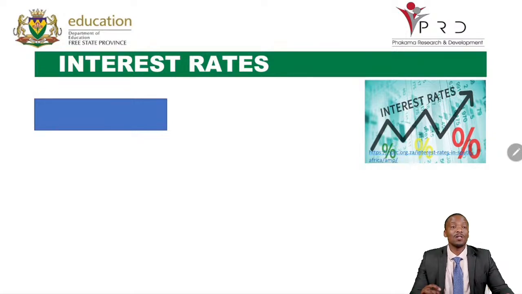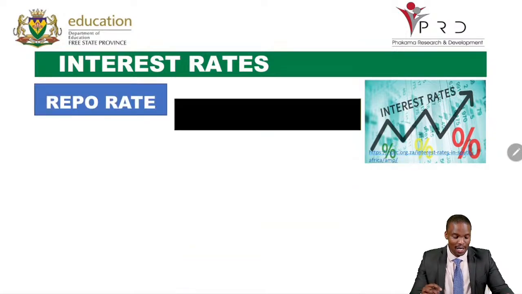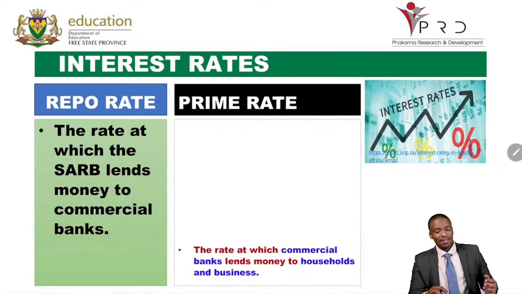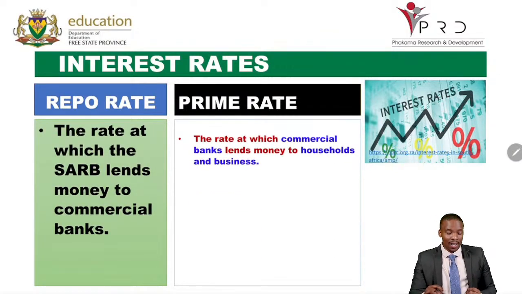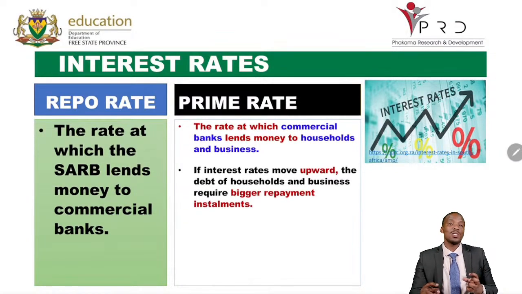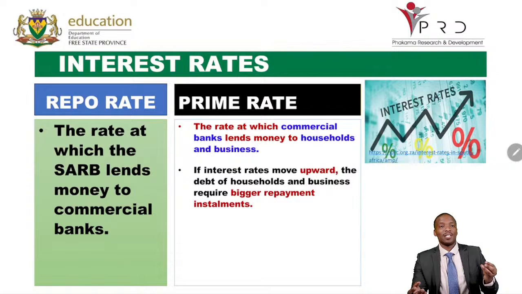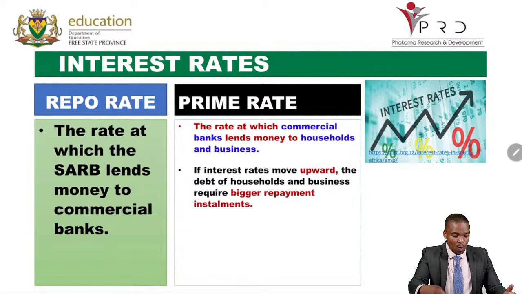So when you look at the issue of interest rates, we'll be focusing on the repo rate as well as the prime rate. These two are very close to each other, and sometimes we see a situation where learners or candidates confuse the two. So we are saying here, be careful. The repo rate or the repurchase rate is the rate at which the SARB lends money to their clients, which are the commercial banks.